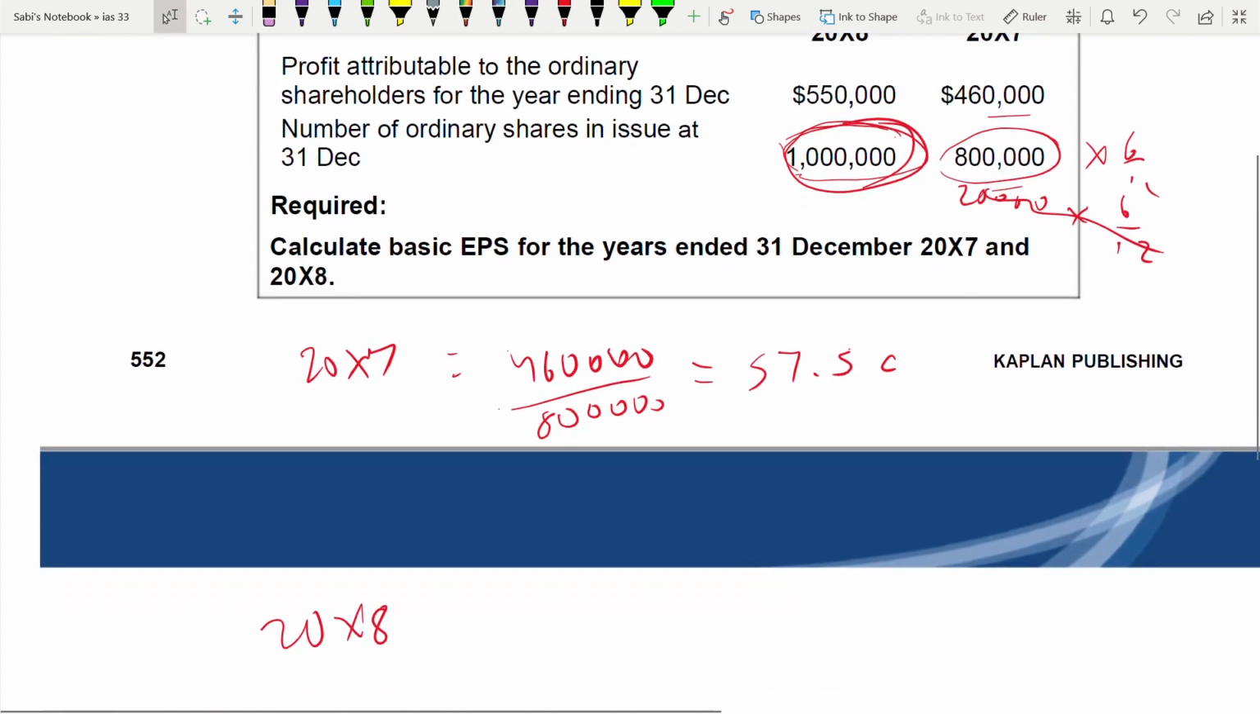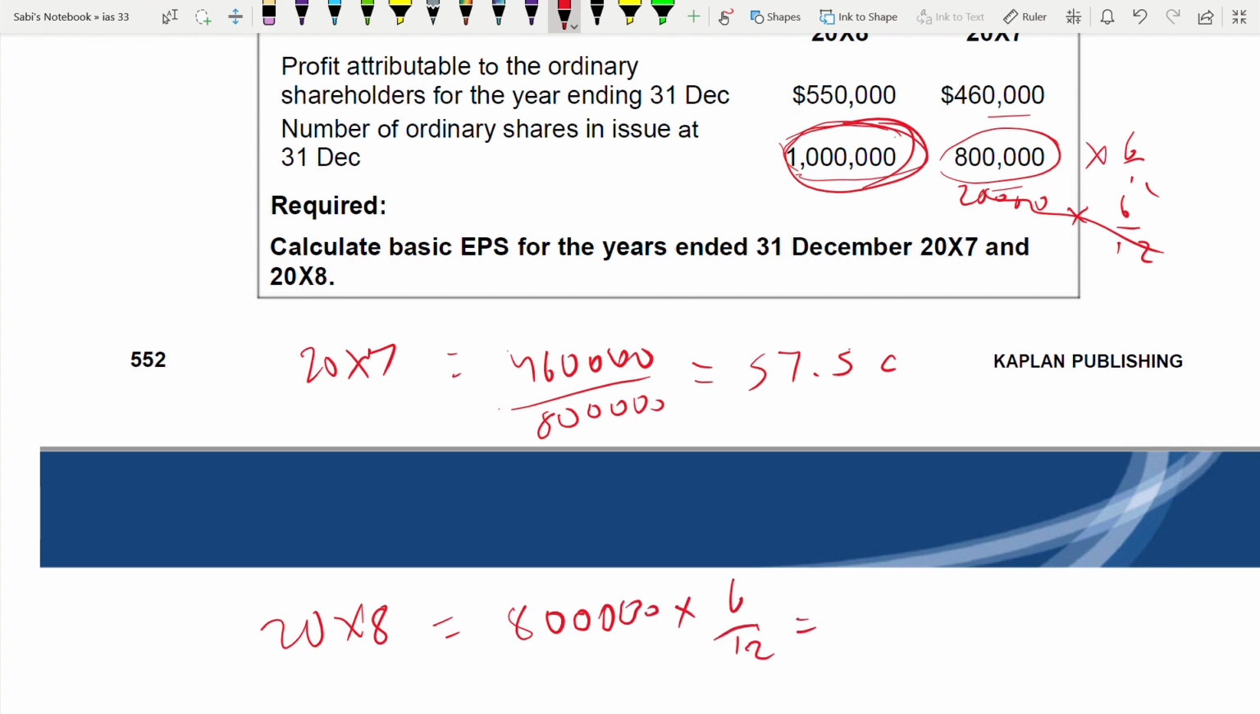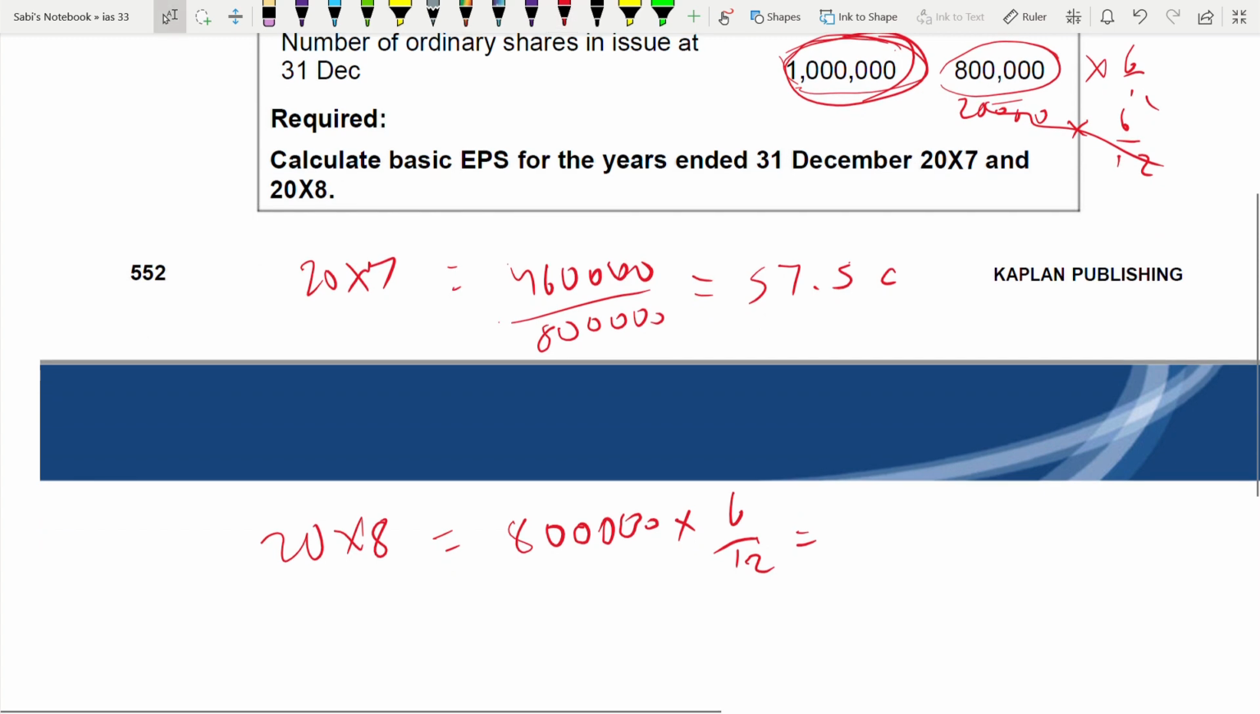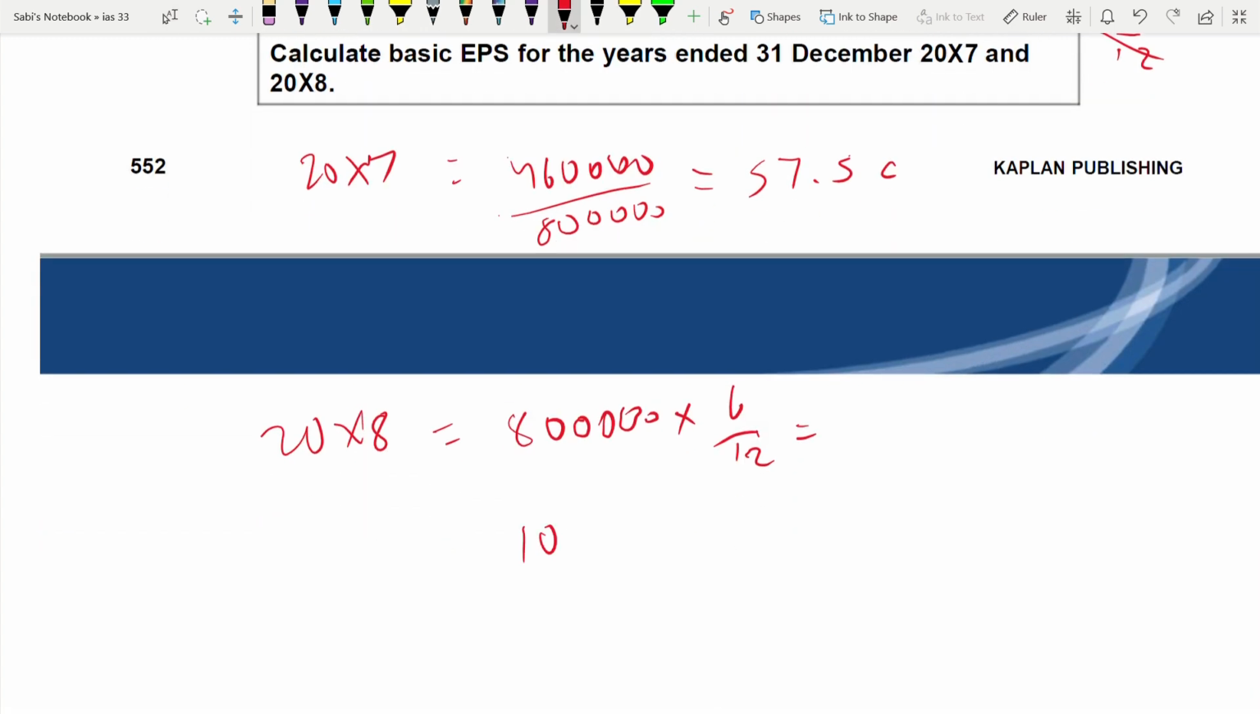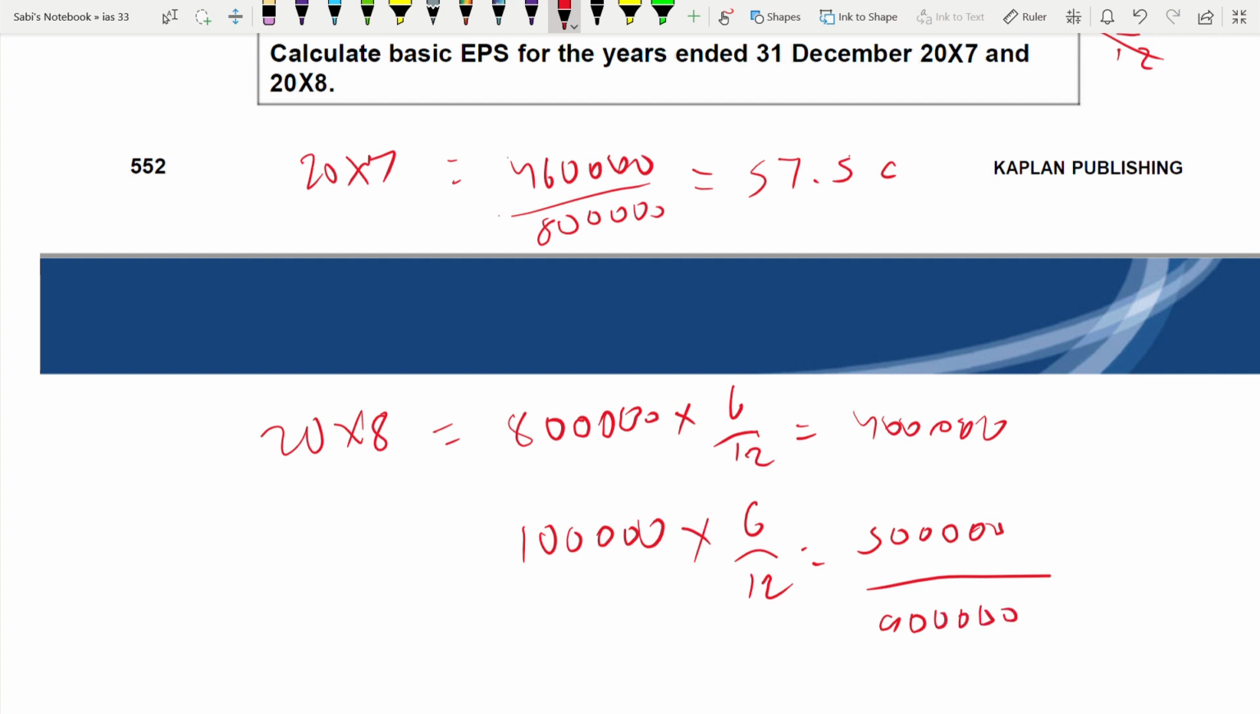Okay, so it will be like this. If you calculate the shares, 800,000 times 6/12 is 400,000. After that you have issued 200,000, so if you add that to 800,000, it will be 1 million, times 6/12 for the remaining 6 months, which is 500,000. Add both, it will be 900,000 shares. You get it?